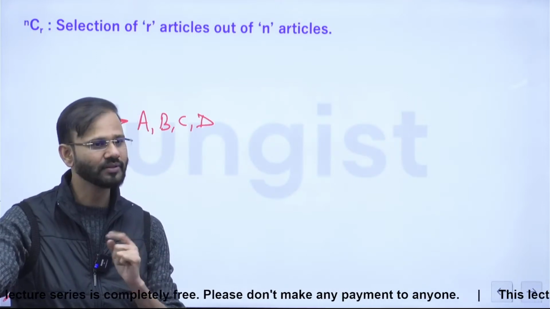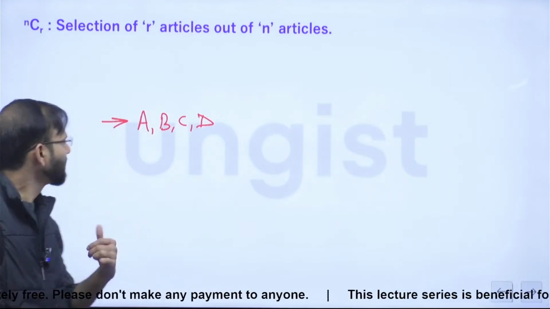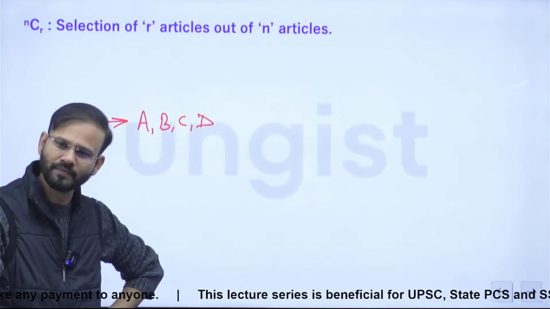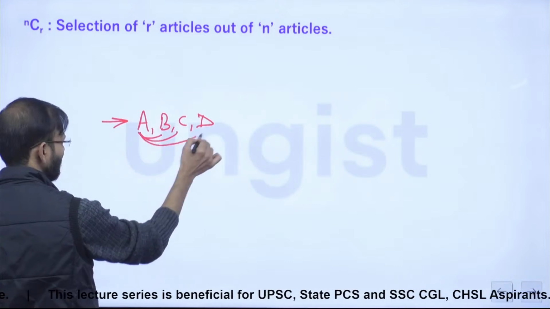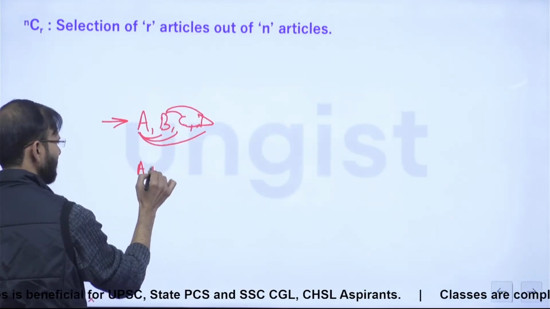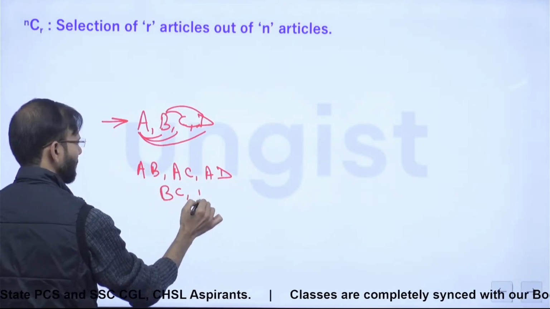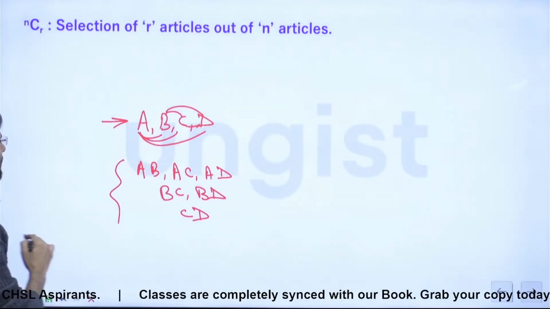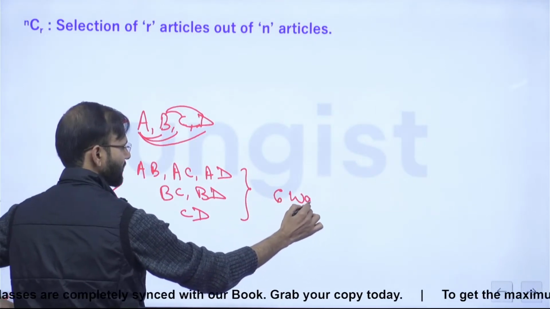Getting it, everyone? Which 2 alphabets? Because this time you have multiple ways to select 2 alphabets from these 4 alphabets. Yes or no? And how many ways are there? See, AB, AC, AD, then BC, BD, and then CD. So this is AB, AC, AD, and then BC, BD, and CD. Everyone, is it clear? So here, 2 articles out of 4 articles can be selected in 6 ways.